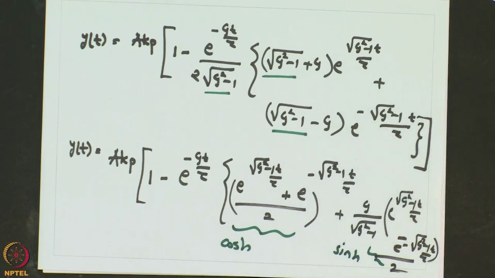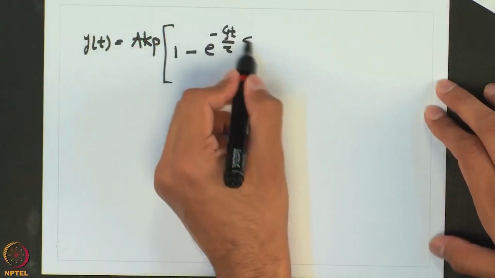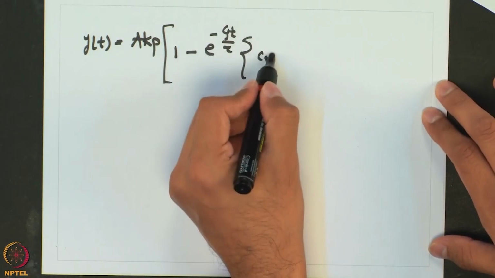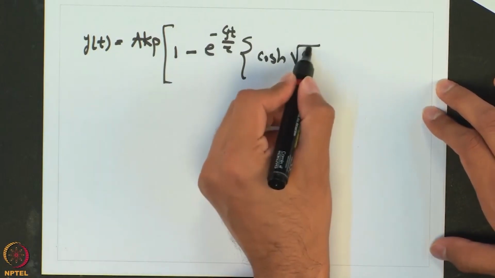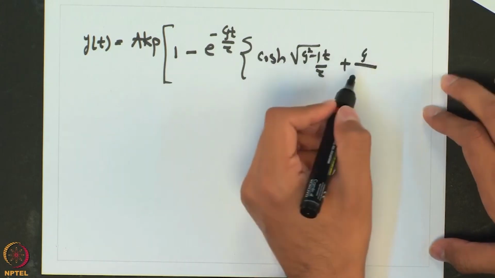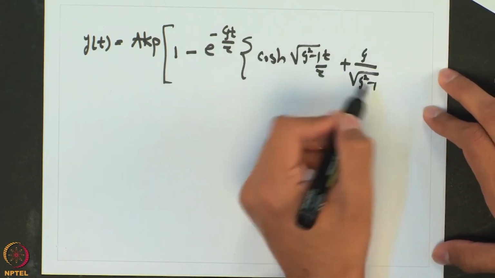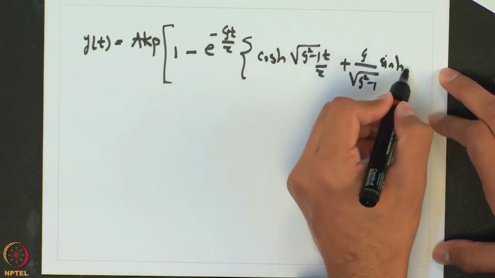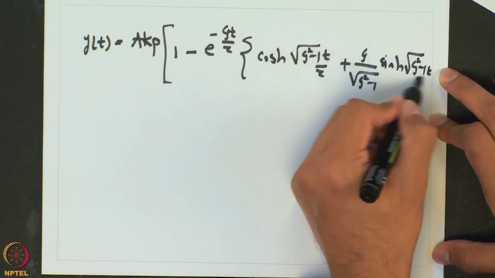So, the final response of this system will be given as y(t) is equal to AKp times 1 minus e raised to minus zeta t over tau, times cosine hyperbolic of root of zeta square minus 1 t over tau plus zeta over root of zeta square minus 1 times sine hyperbolic of the same term, root of zeta square minus 1 t over tau.